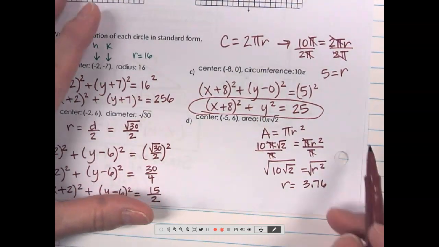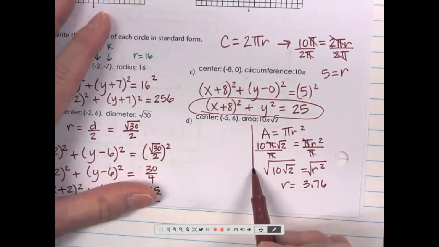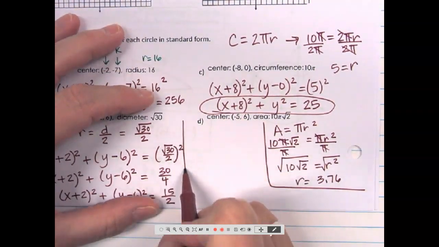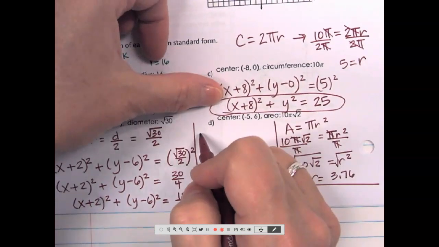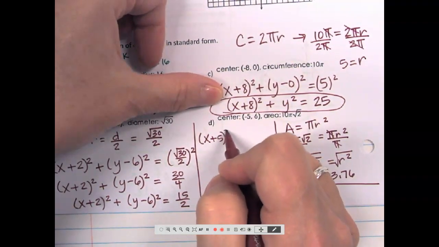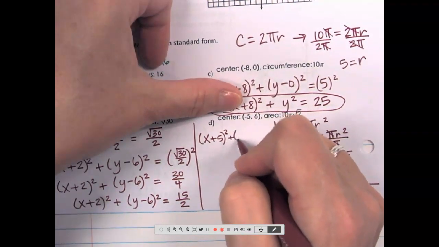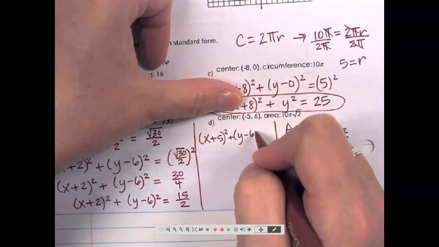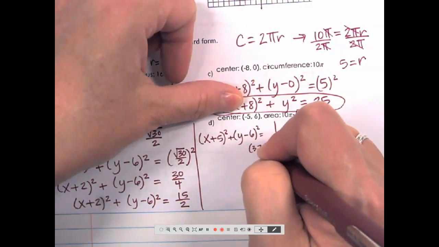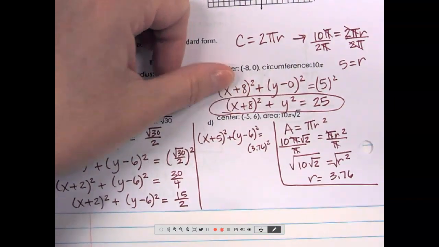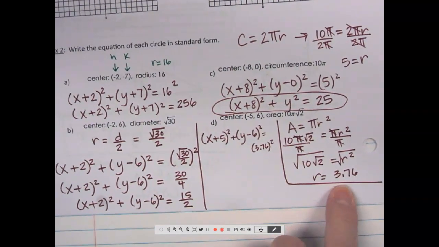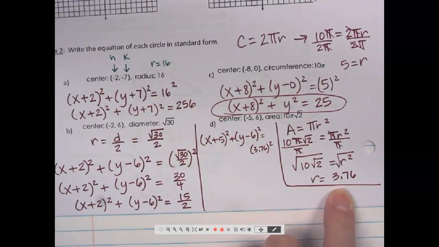Now we can write our equation. Not left very much room for myself here. There we go. All right, x minus -5 becomes plus 5 squared, plus y minus 6 squared equals 3.76 squared. Now, I can square that number, and I'll leave it a decimal.